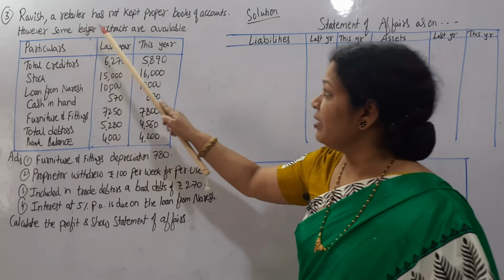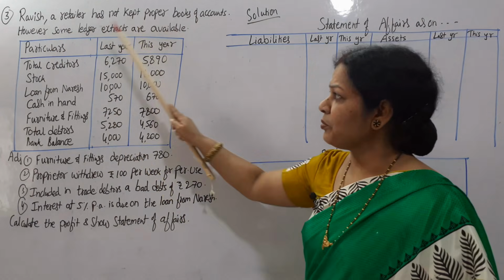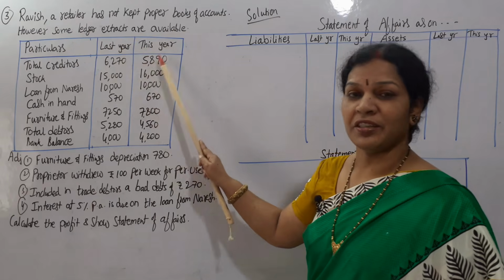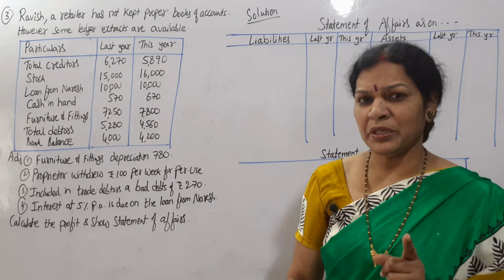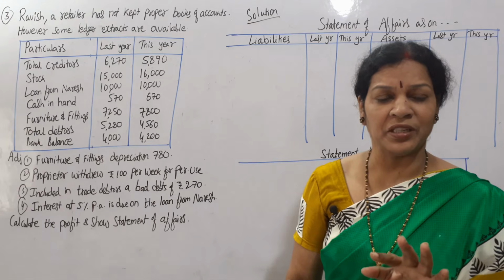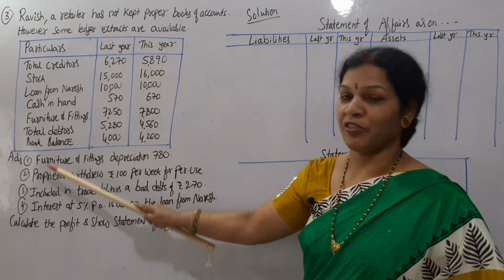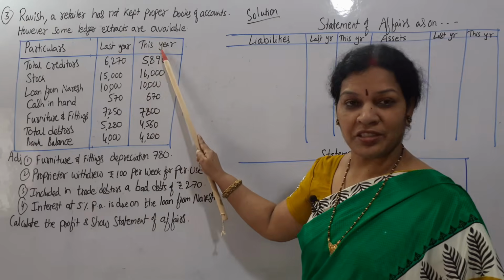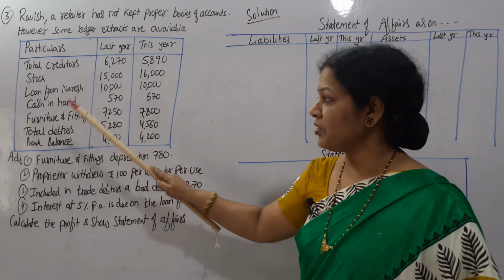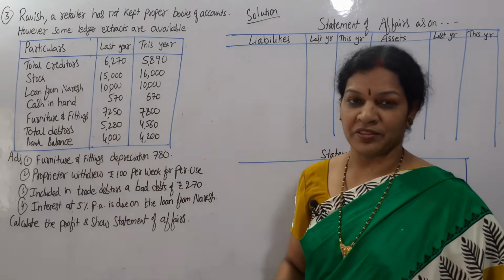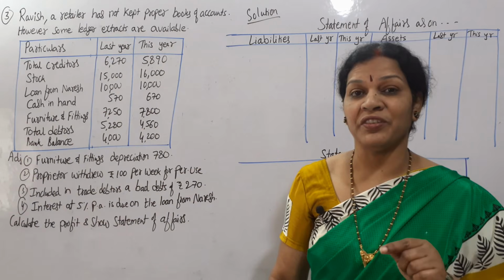However, some ledger extracts are available. Few information is available from the ledger. What is this information? Particulars, last year and this year. All these things are assets and liabilities only. Statement of affairs we are going to prepare. Statement of affairs means nothing but the balance sheet only. So related to the statement of affairs, we have this information. Total creditors last year, this year. In the same way, stock, loan from Naresh, cash in hand, furniture and fittings, total debtors, bank balance. So this is the information given, and we are going to use it while preparing the statement of affairs.